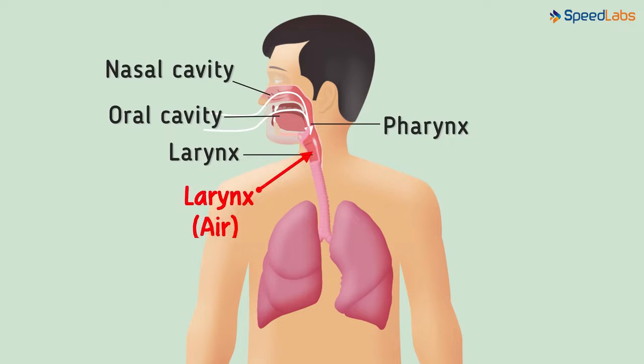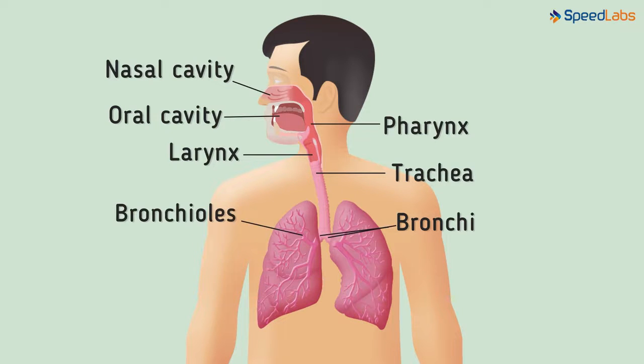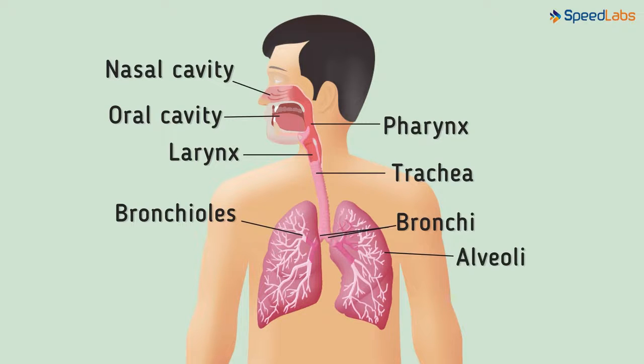Remember, air to the larynx and food to the esophagus. From the larynx, it goes to the trachea, which splits into two bronchi. From the two bronchi, it enters the bronchioles, which are within the lungs. And then they reach the alveoli, which are the tiny air sacs at the end of the bronchioles.